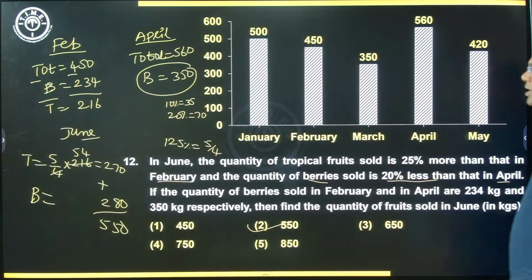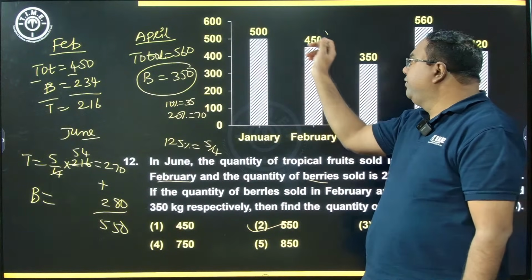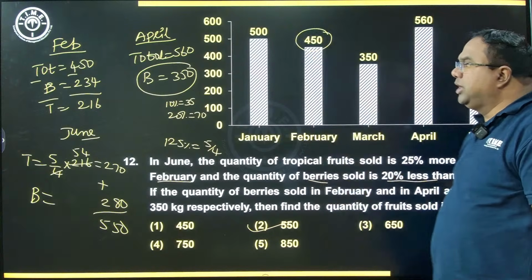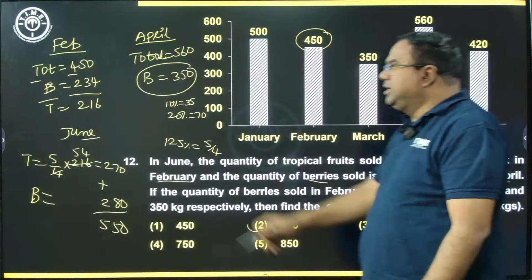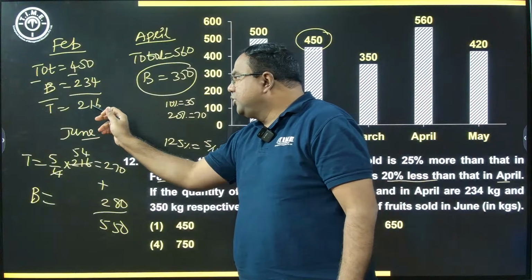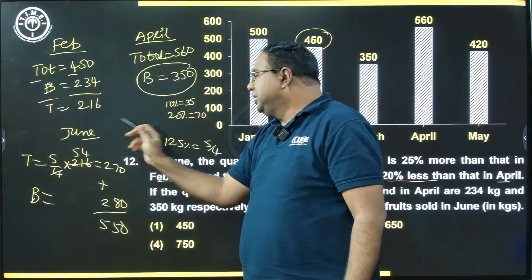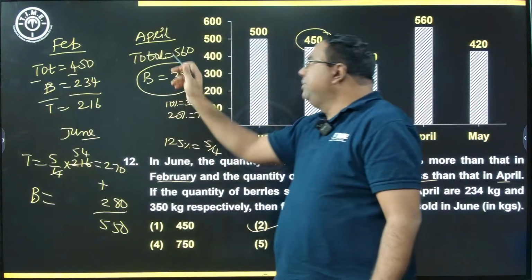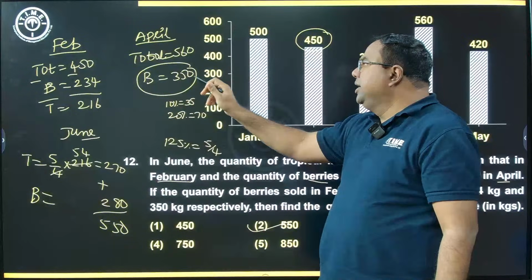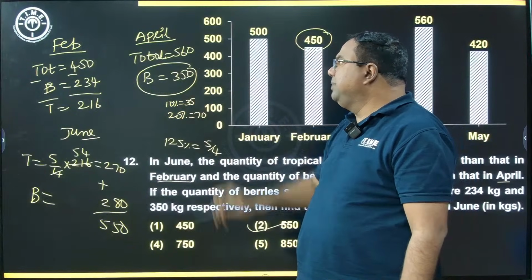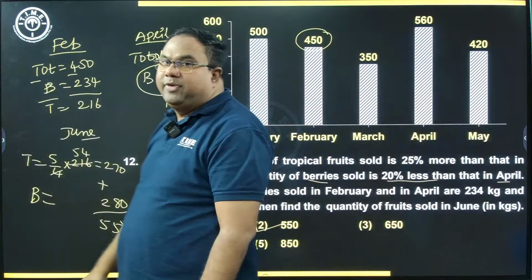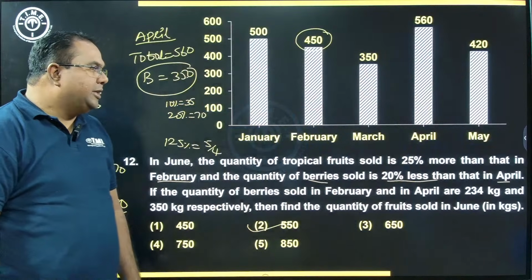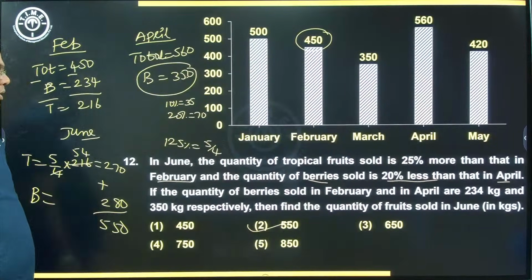It is simple. January 500, February 450. Out of these, berries are 234. Because total is berry plus tropical, if I remove berries I get tropical as 216. June tropical is 25% more than this, so 125%, 5/4 of this. And berries in April are 350. In June, berries are 20% less than berries in April, so 70 less means it is 280. If I add, it has to be 550.